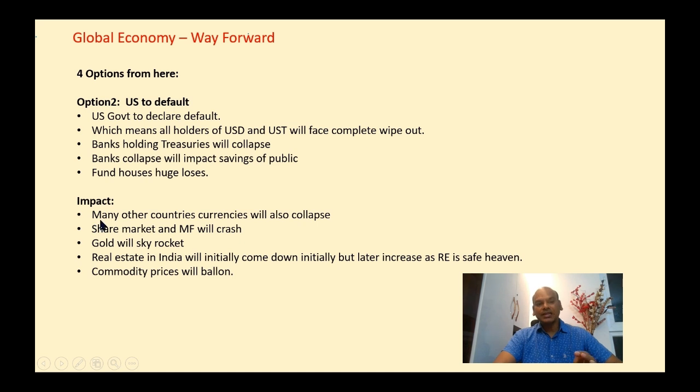The bigger impact is that other currencies will also go down, because when people realize that the US has defaulted with debt at 120% of GDP, then the other countries which have also ballooned like this, their public will lose confidence in their currencies, or they will also collapse. The share market and mutual funds will have a crash, a flash crash, basically. Gold will skyrocket in this case, and real estate will initially come down, because people will lose jobs and will not be able to make payments.